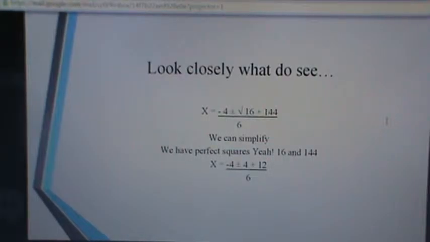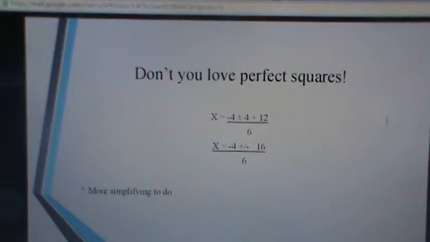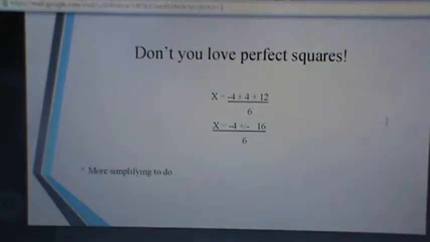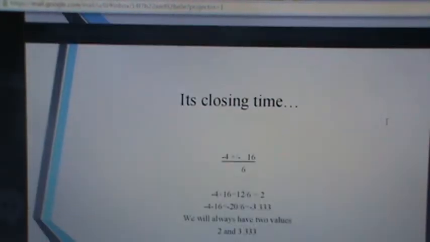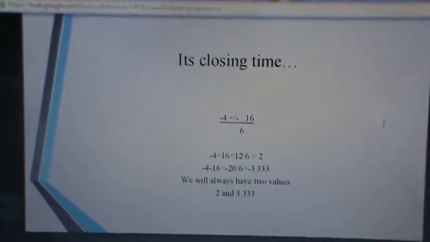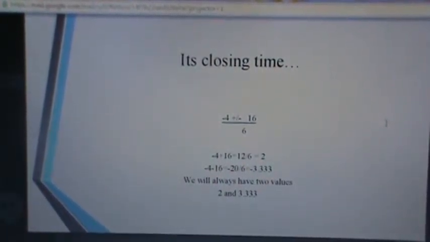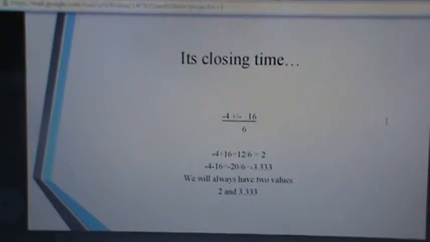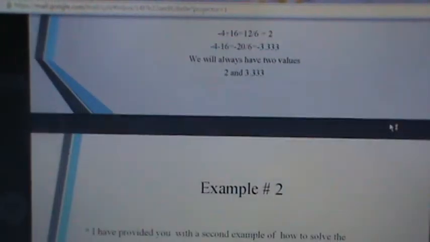We have perfect squares. Yes, 16 and 144. We love perfect squares when dealing with quadratic equations. But we still have more simplifying to do. It's closing time. We will always have two values, the 2 and a 3.33, as in this case.